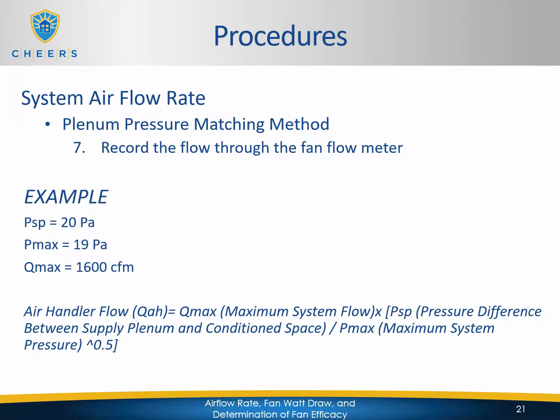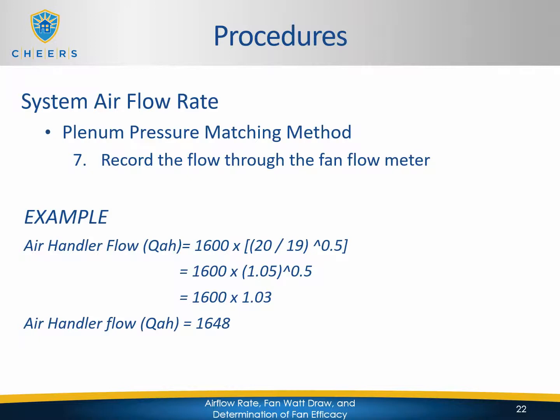The variables that we have for this example are the PSP, which we have at 20 pascals; the Pmax, which is the highest system pressure we're able to measure, which is 19 pascals; and the Qmax, which is the maximum system airflow that we can measure, which is 1600 CFM. So the formula again is the air handler flow, QAH, that's what you're trying to find. It's the Qmax, the maximum system flow, which in this case is 1600, times the PSP, which is 20 pascals, divided by the Pmax, which is 19 pascals, raised to the 0.5 power.